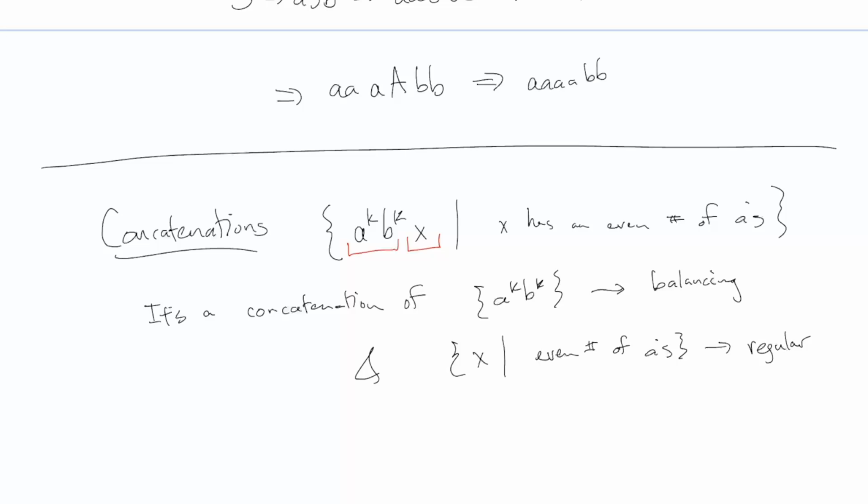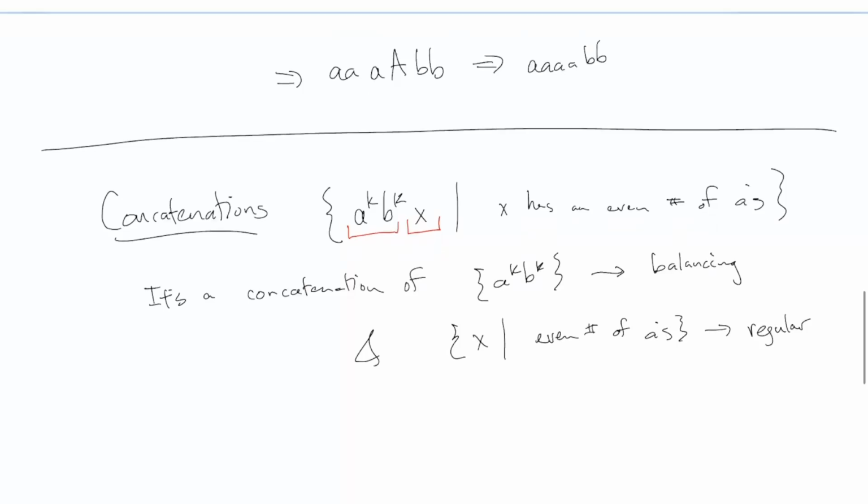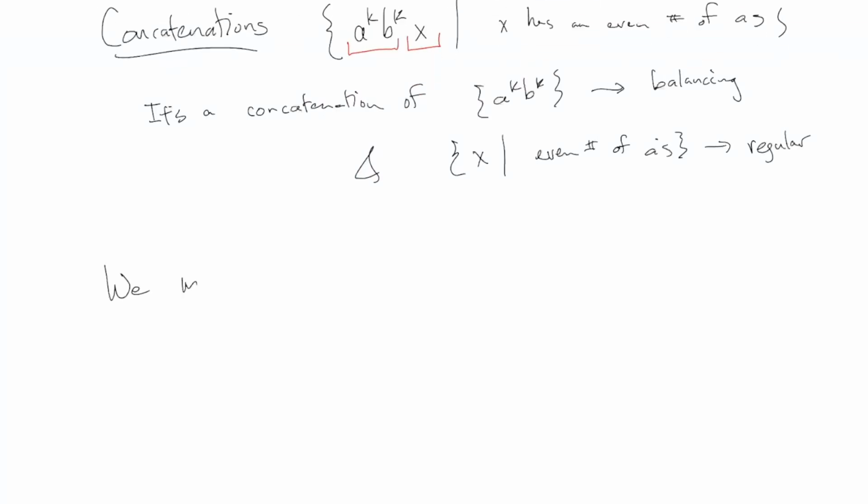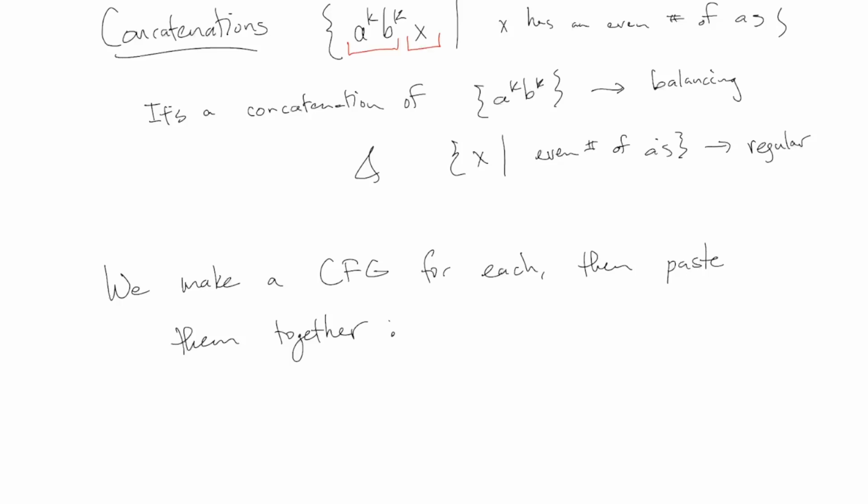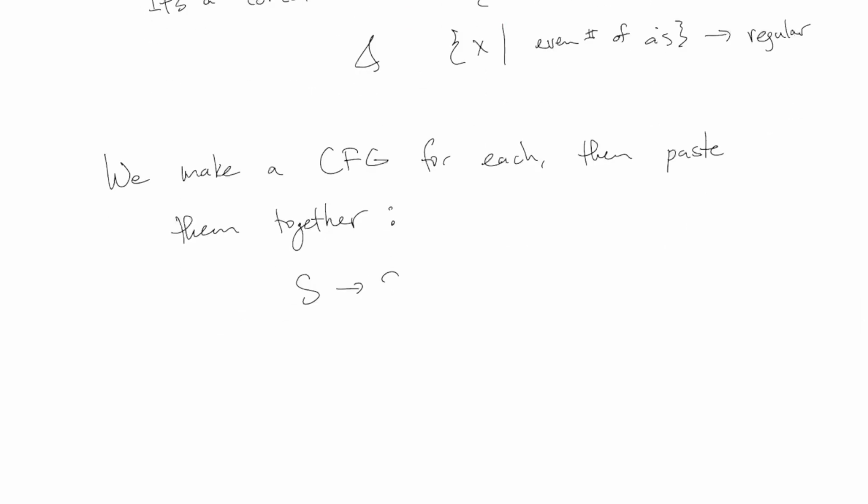And so the idea is you make a grammar for each of those two things, and then you can combine those two grammars as a concatenation, and that's very simple to do. So we make a grammar for each. We make a context-free grammar for each. And then paste them together like this. This is a simple trick, and it's easy to remember, I think. You just go, S goes to, I'm going to call them like S1, S2, like that. And then S1 goes to whatever. This is the first grammar.